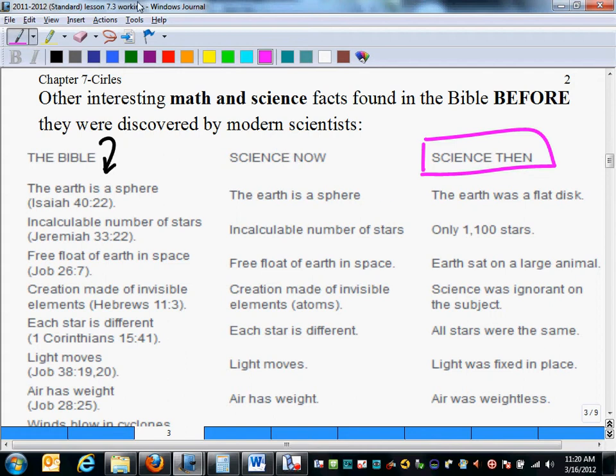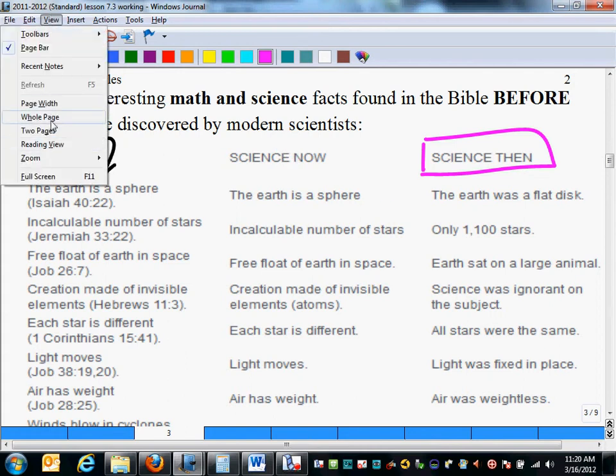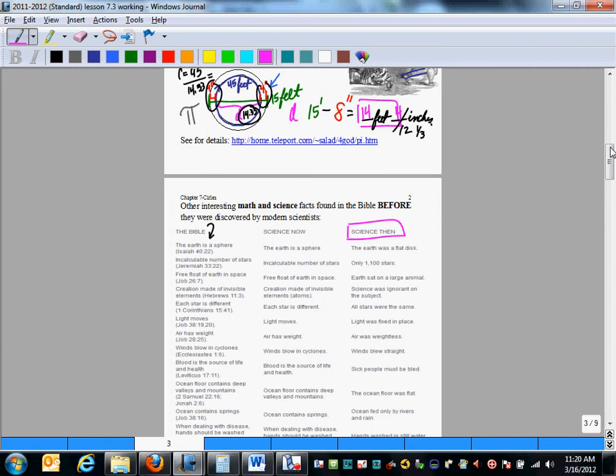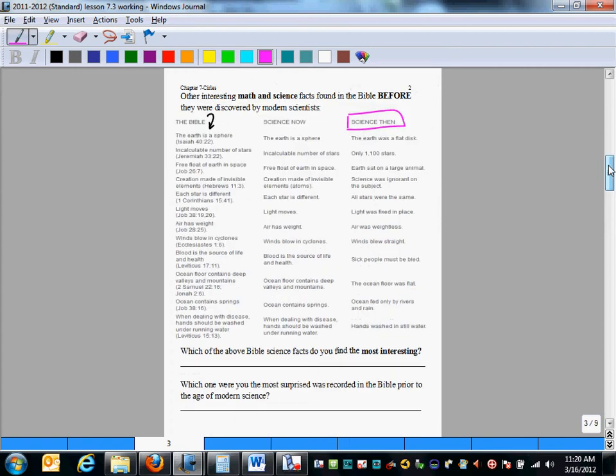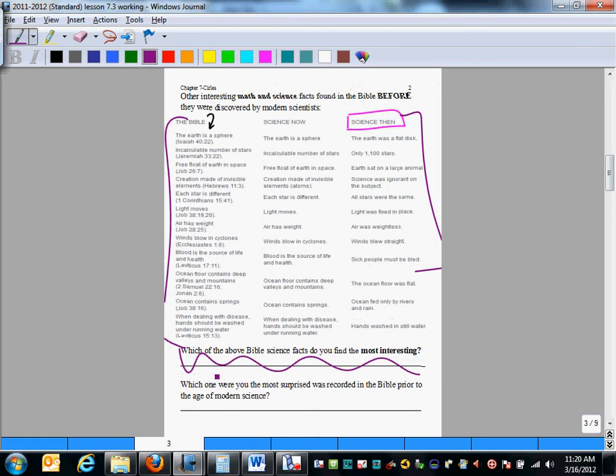So what I want you guys to do is just take 2 minutes. This isn't a big deal, but I just want you to read this list here on the left. Read the list. Compare it to the far right. We're going to skip this one. Just tell me which one of these facts in the Bible most surprised you. Look on the left. Which one on the left most surprised you?